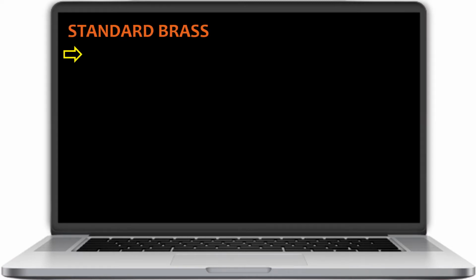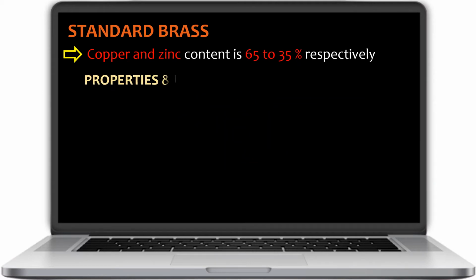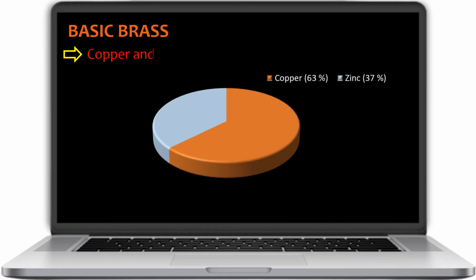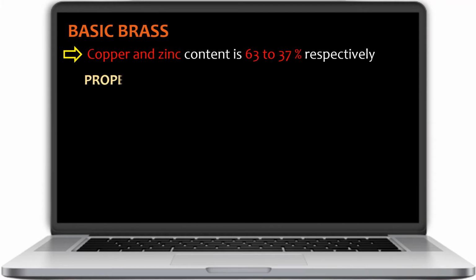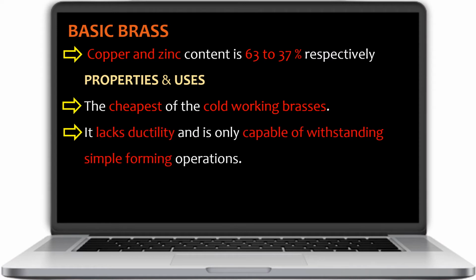Standard brass. In standard brass copper and zinc content is 65 to 35% respectively. Properties and uses. It is cheaper than cartridge brass and less ductile. It is suitable for most engineering processes. Basic brass. In basic brass copper and zinc content is 63 to 37% respectively. Properties and uses. It is the cheapest of the cold working brasses. It lacks ductility and is only capable of withstanding simple forming operations.